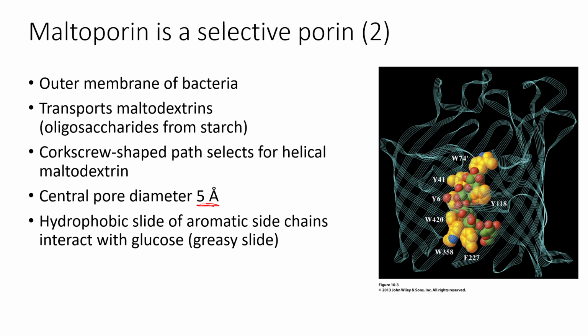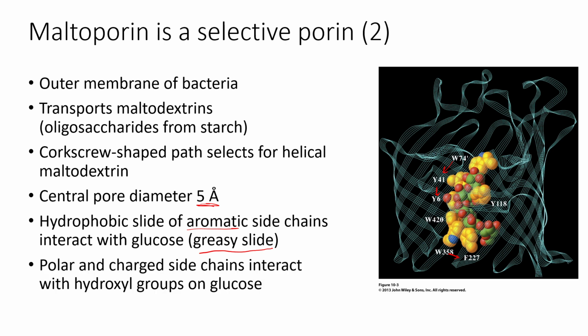And so, like we mentioned, this hydrophobic slide of aromatic side chains that we saw here, all these tryptophans, tyrosines, phenylalanines, they are going to interact with the glucose and form that greasy slide. So you can imagine the glucose slipping down that little corkscrew-shaped slide, almost like a little tiny amusement park inside of the maltoporin. And so, like I mentioned before, the polar and charged side chains, for example, tyrosine is a little bit polar, parts of its side chain, and so those polar parts of the maltoporin are able to interact with the hydroxyl groups on the glucose to help stabilize it, but the hydrophobic parts will help the glucose slide right through.